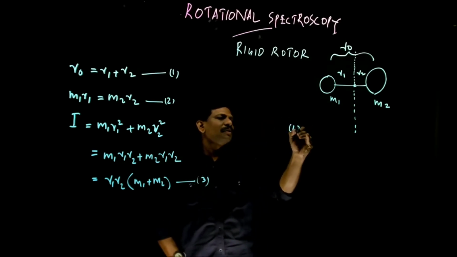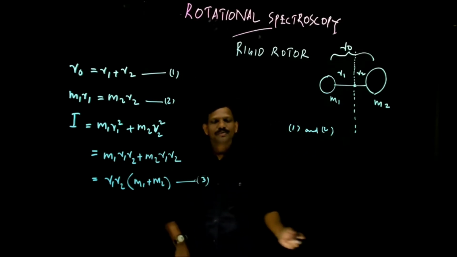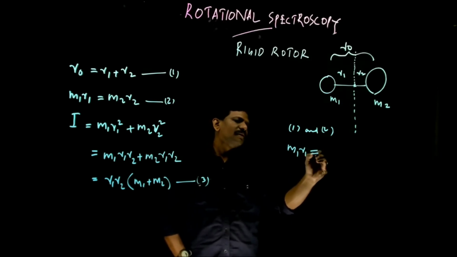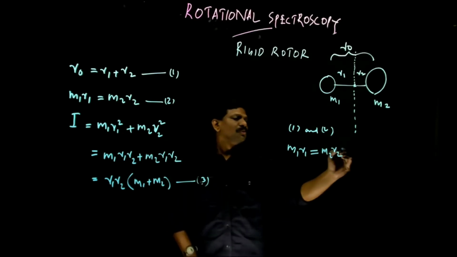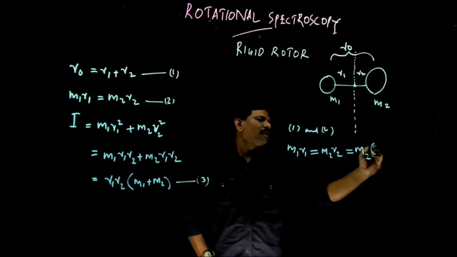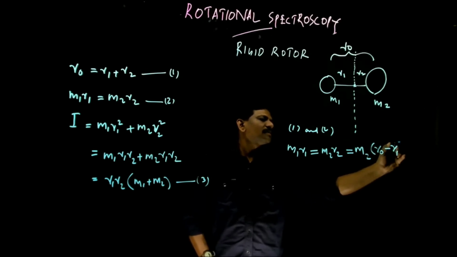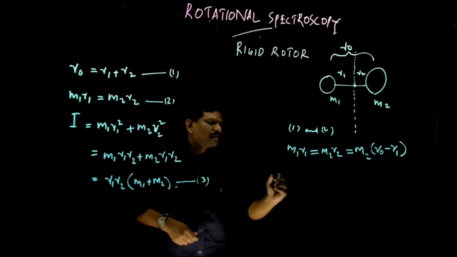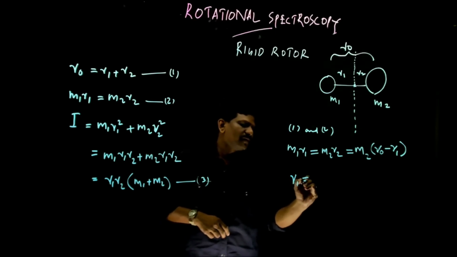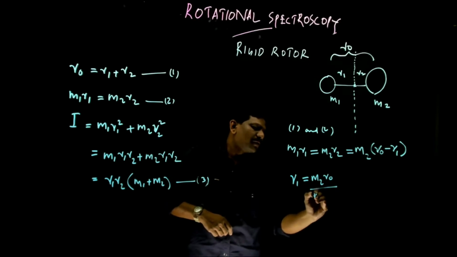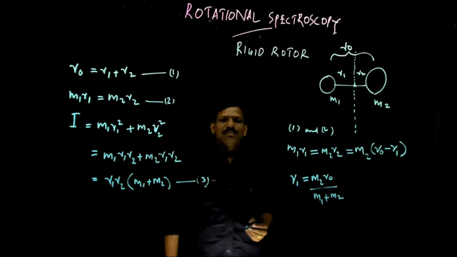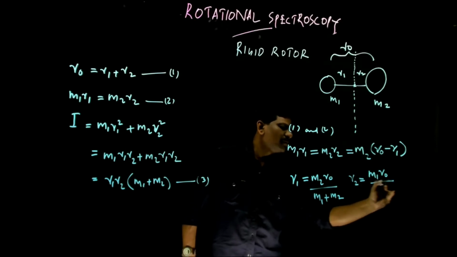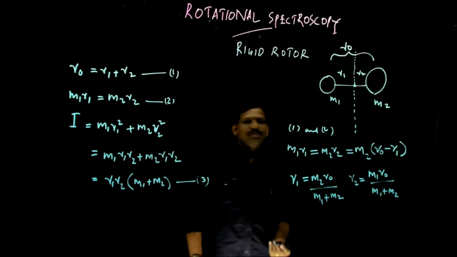From equations 1 and 2, you can write that M1 R1 is equal to M2 R2, that is actually equal to M2 into R2, and R2 is R0 minus R1. You can also write it for M1 and R. Now you can write R1 is equal to M2 R0 divided by M1 plus M2, and R2 is equal to M1 R0 divided by M1 plus M2.